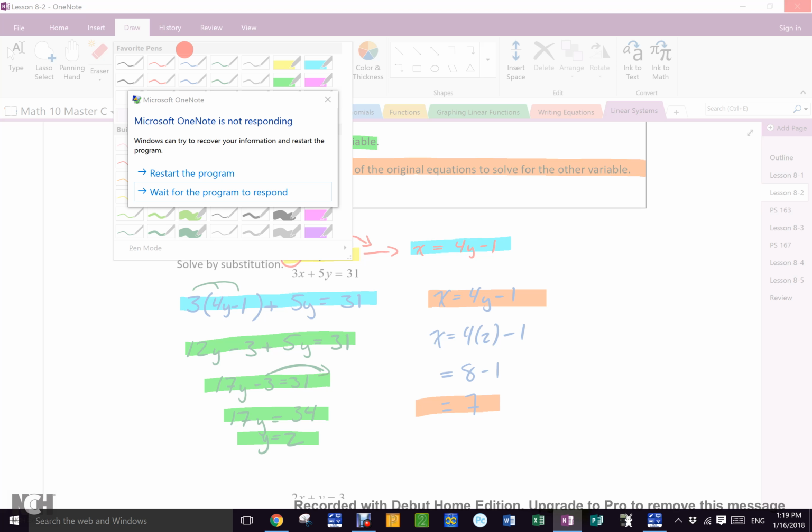While we wait for my computer to work again, are we sure that it's 7 and 2?